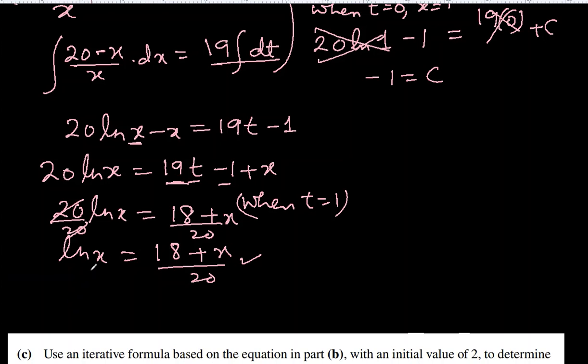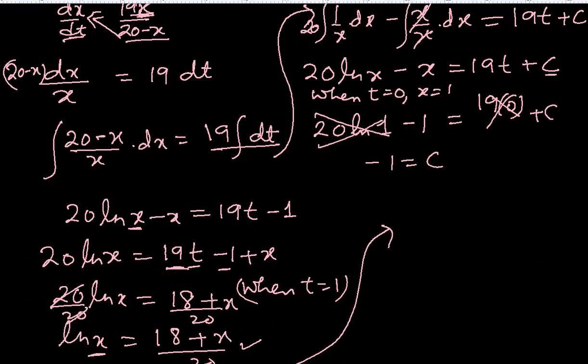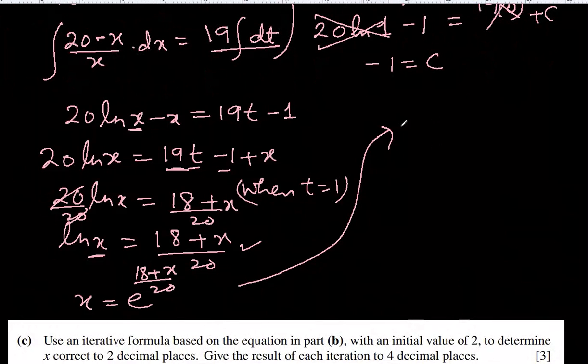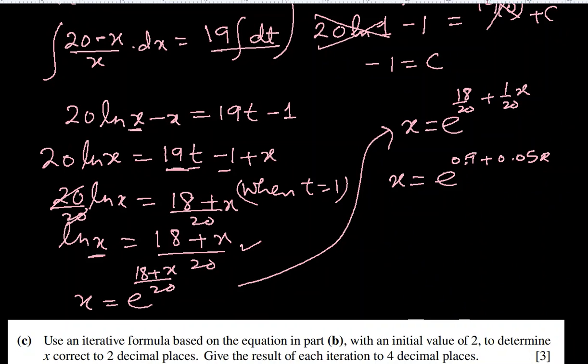And now we can isolate this x. X equal to e to the power 18 plus x over 20. Let's finish off here because I think it is not matching yet. So we have to separate again these two. The numerator has two terms, the denominator is 1, we can separate them. X equal to e to the power 18 over 20 plus 1 over 20 x, which is what they want, e to the power 0.9 plus 0.05x. Got it.